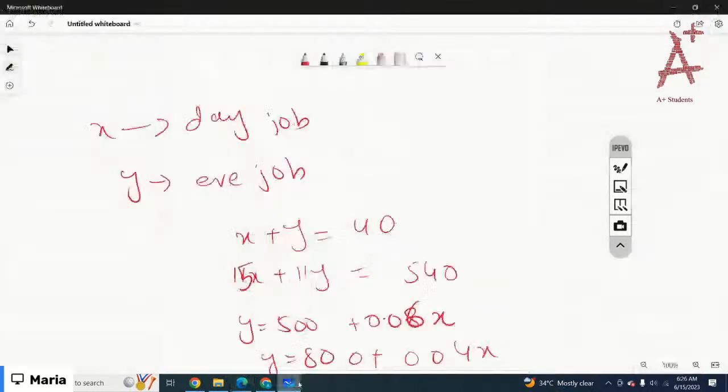So you have nickels and dimes, and the total amount is 5.25. So nickels represent 0.05x and dimes represent 0.10y, and the total amount is 5.25. Got it? So that is the one where you have to write down the equations for the different situations. So let's just start with the next question.